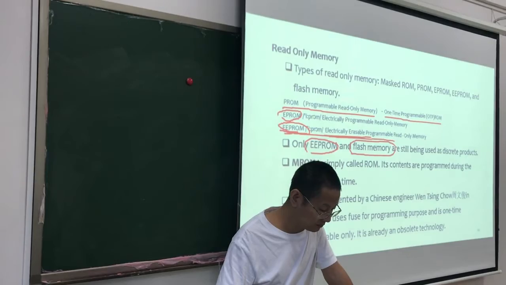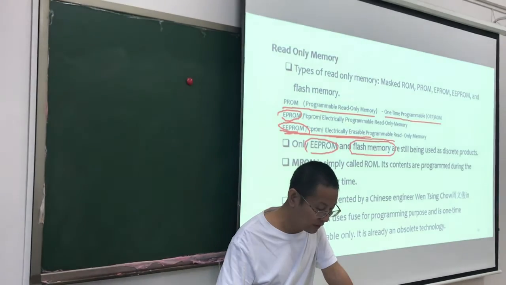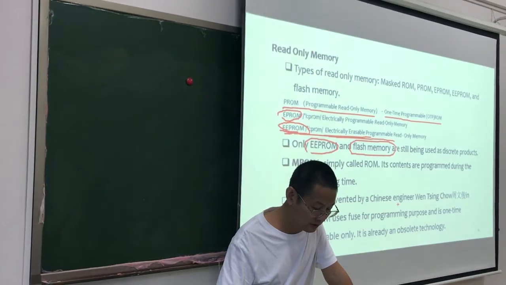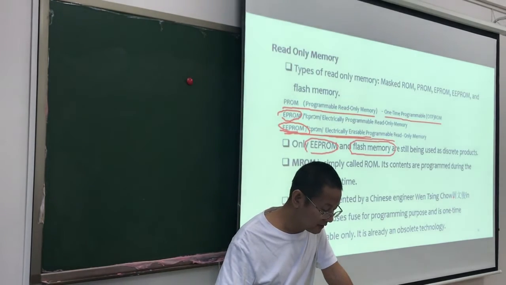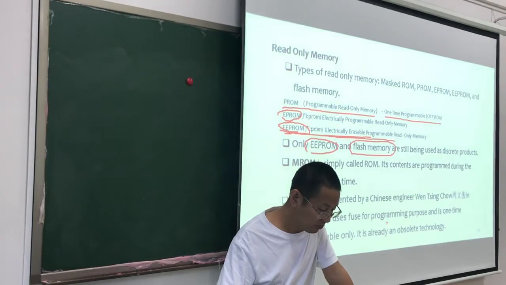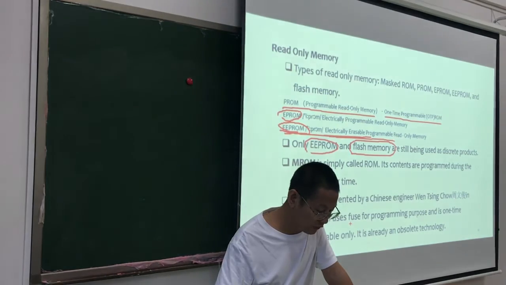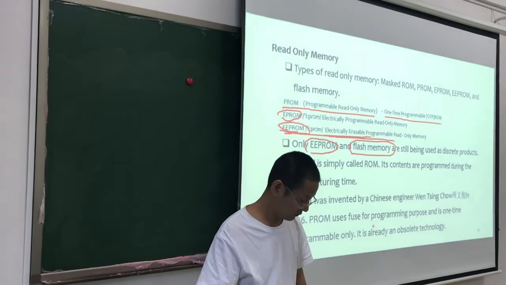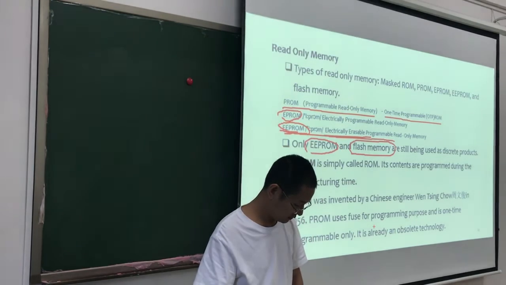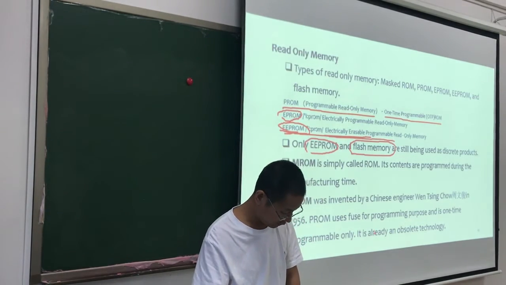PROM was invented by Chinese engineer Wen Zhongzhou in 1956. PROM uses fuses for programming purposes and it is one-time programmable only. It is already an obsolete technology. This technology has been thrown away.